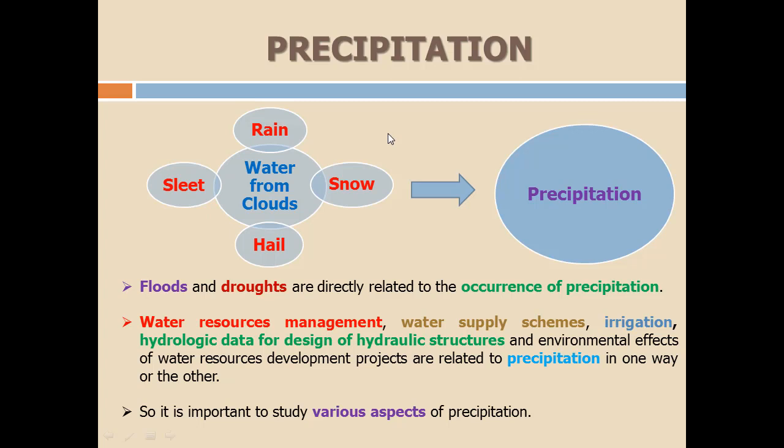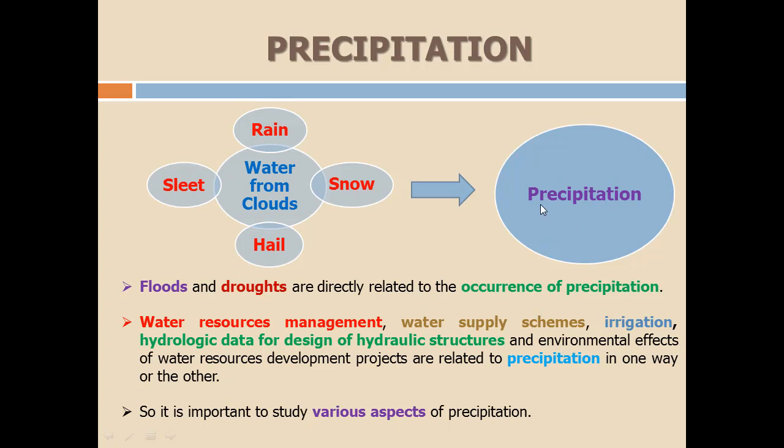First of all, what is precipitation? What do you know by precipitation? The term precipitation, as used in hydrology, is meant for all forms of moisture emanating from the clouds. In other words, all forms of water like rain, snow, hail, and sleet derived from atmospheric vapors falling to the ground is known as precipitation.